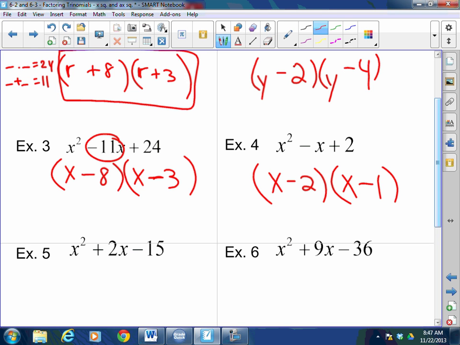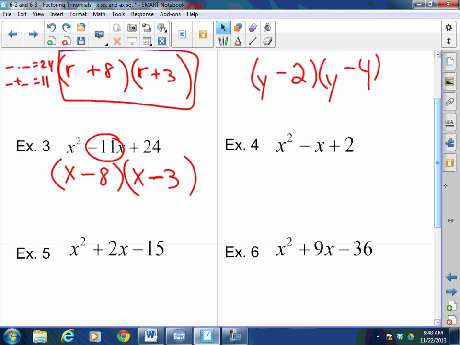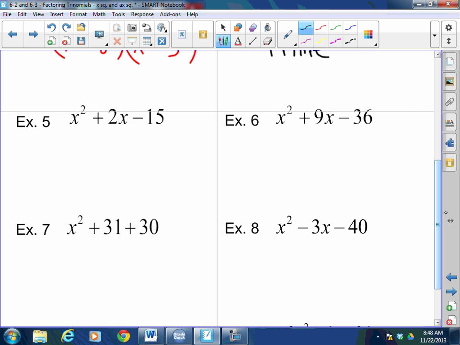Whoa. Wait. No, I messed up here. This should have been, no, that doesn't work. So what do we call something when it doesn't work? Prime. Very good. Nothing times anything is 2, but when added together is negative 1. Nothing. If there was a negative 3 here, that would have worked. Then it would have been negative 1, negative 2. But it's not. All right.